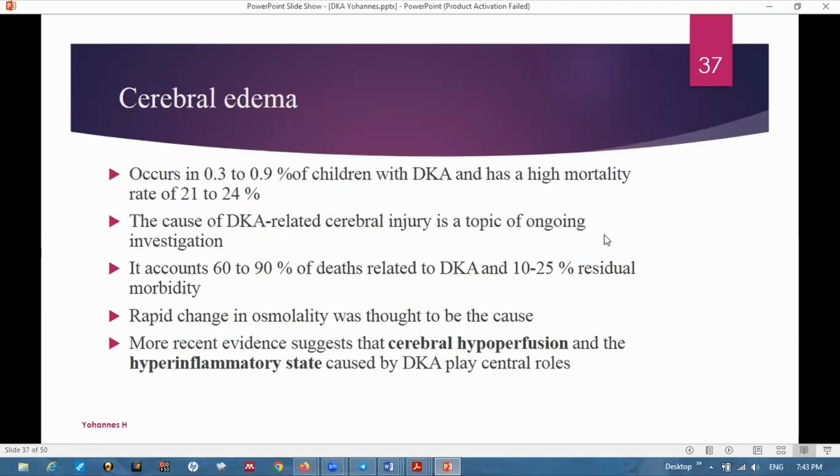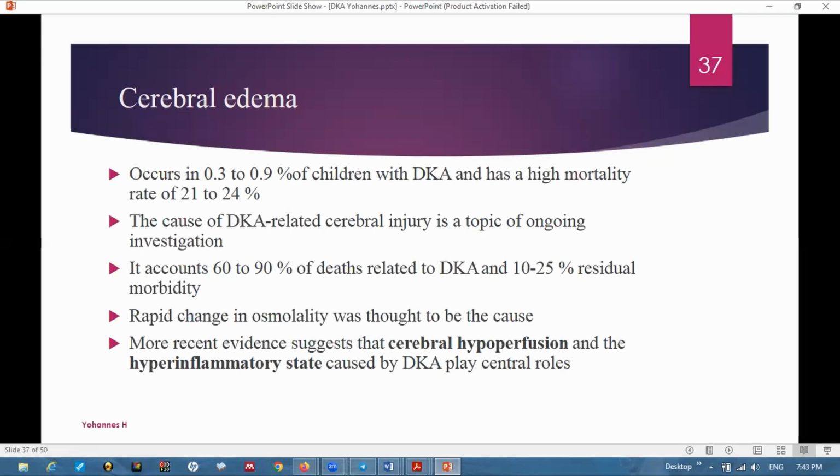When you see cerebral edema, it's the most common complication among the others. It occurs in 0.3 to 0.9% of patients with DKA, and it has a high mortality rate. Once it happens, the mortality rate is 21 to 24%. Of the overall causes of death related to DKA, it ranges from 60 to 90%, and 10 to 25% will have residual morbidity.